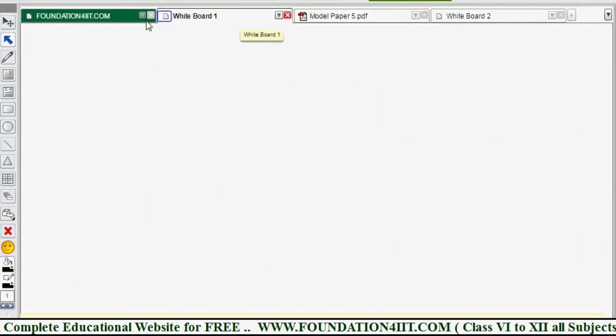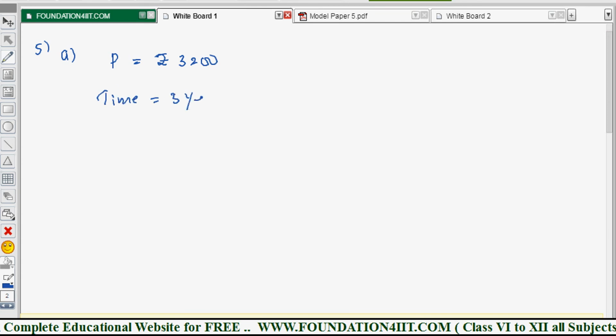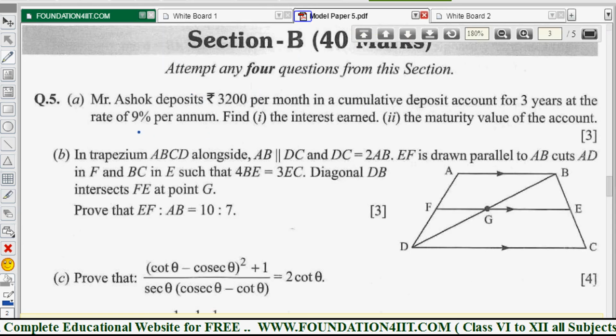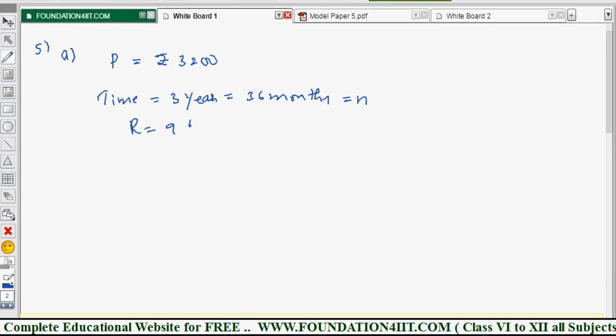Let's take the given data first. In the given question, the monthly installment is given, so that is taken as P. Monthly installment P is 3,200, and time is 3 years. Converting 3 years to months, that is 36 months, so N is equal to 36 months. Now one more value is given, that is the rate of interest. So rate R is equal to 9% per annum.